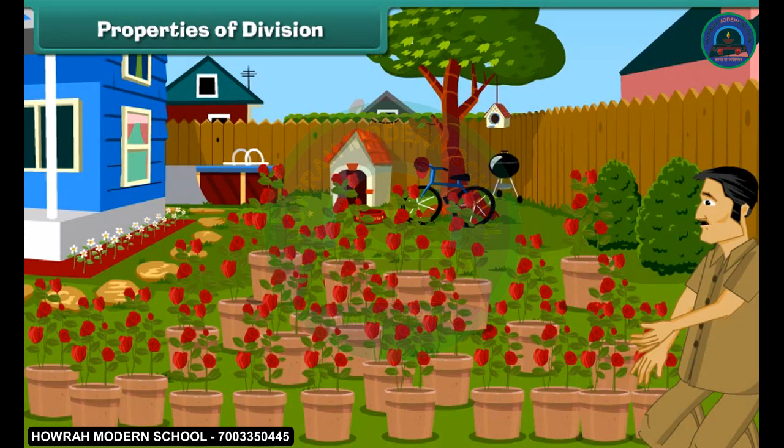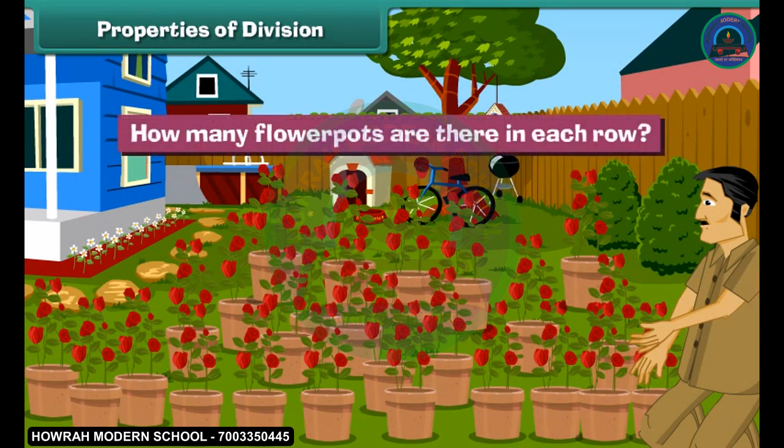Division is the reverse of multiplication. It is repeated subtraction. Let us learn to divide now. Look at this picture. There are 24 flower pots in the garden. The gardener has arranged the flower pots in 4 rows. How many flower pots are there in each row?